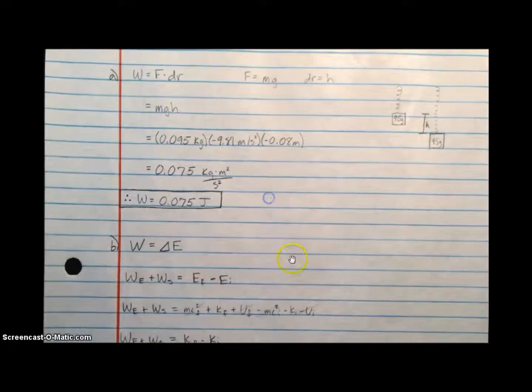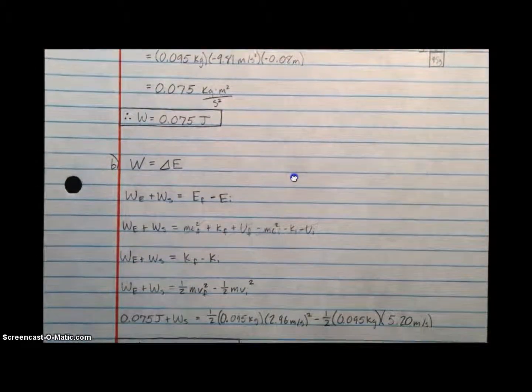Next, we want to find the work done by the spring, and we start with the fundamental energy principle. This can be broken down into the work of the Earth plus the work of the spring is equal to the final energy minus the initial, which would be the change in energy.